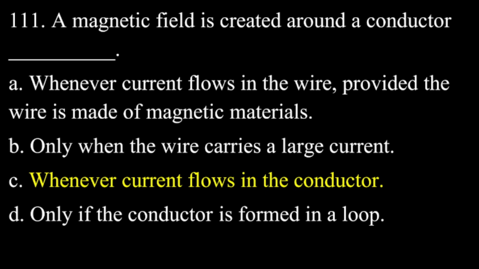A magnetic field is created around a conductor blank. A. Whenever current flows in the wire, provided the wire is made of magnetic materials. B. Only when the wire carries a large current. C. Whenever current flows in the conductor. D. Only if the conductor is formed in a loop.